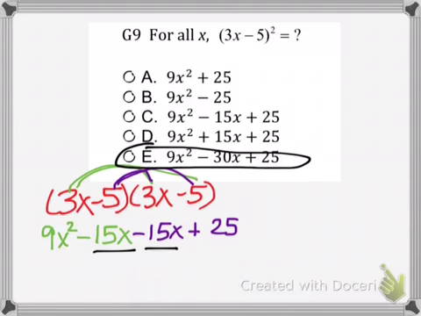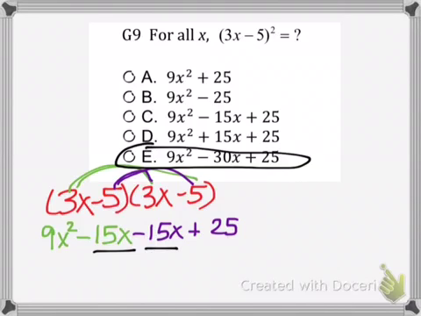Number 9, for all x, 3x minus 5 squared equals. So remember square means you want to write it down twice, and then you want to distribute to multiply. So I used the green lines to indicate distributing by the 3x. 3x times 3x was 9x squared. 3x times -5 was -15x.